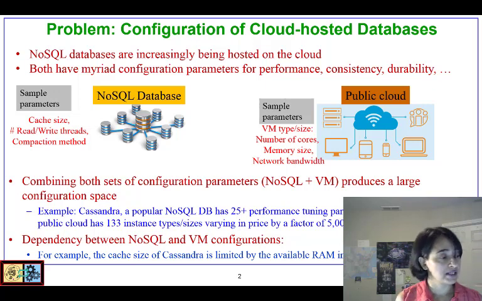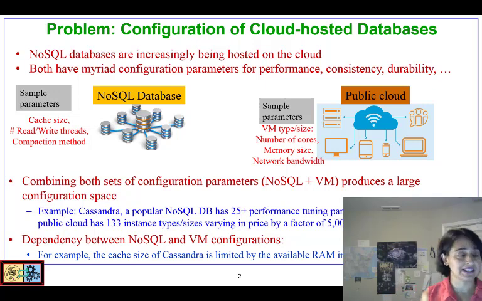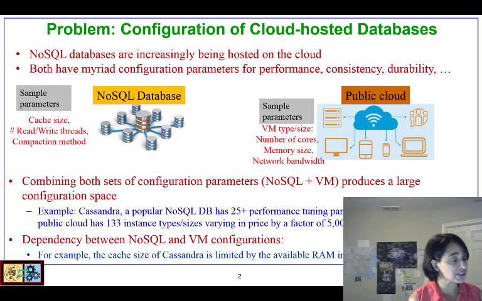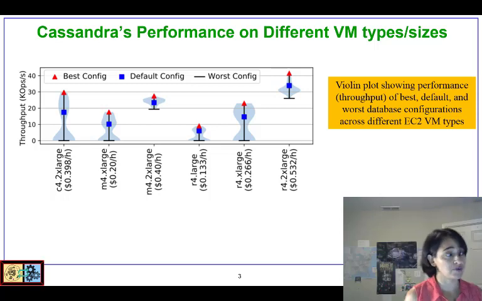And another dimension is the parameters for these cloud VMs, which could be number of cores, memory size, network bandwidth, etc. So combining both sets of configuration parameters is helpful, but it produces this large configuration space. For example, Cassandra, which is a popular NoSQL database, has 25 plus performance-sensitive configuration parameters, and Amazon EC2 public cloud has 133 instance types or sizes that vary in price by a factor of 5,000x. And also there is this dependency between these configuration parameters.